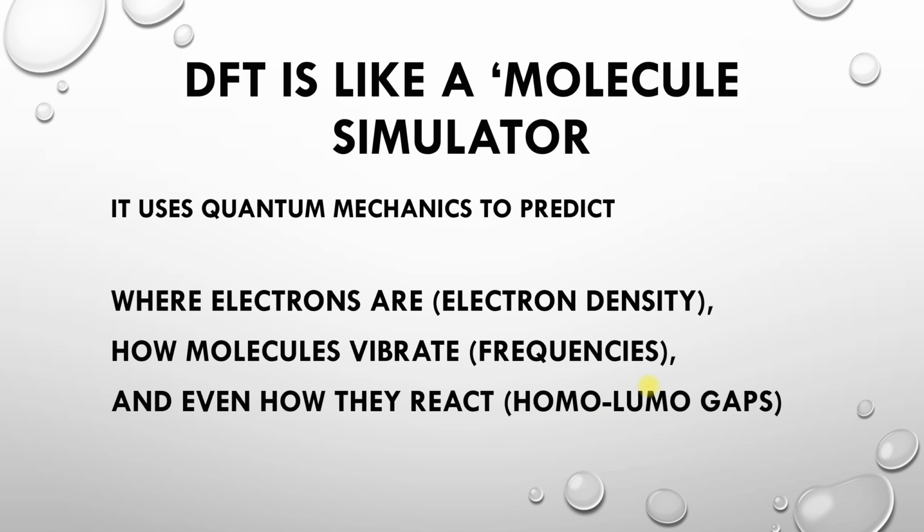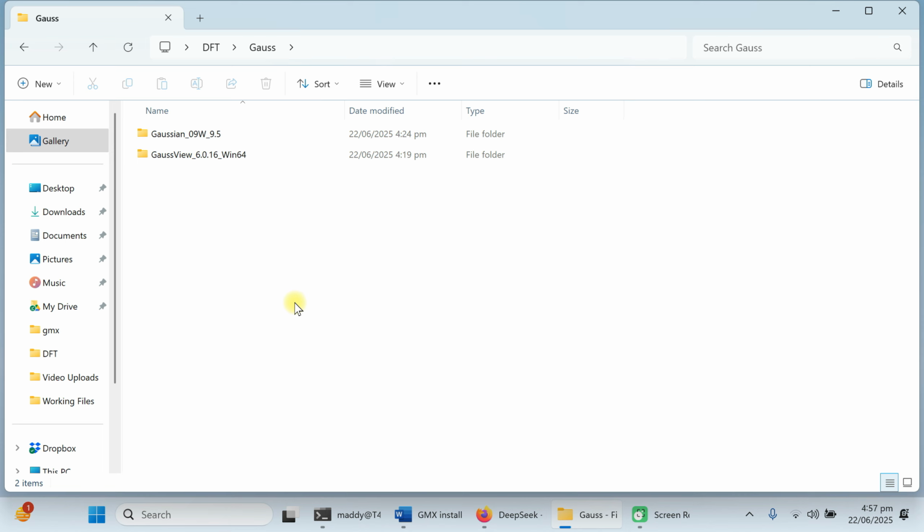So let's start. To run this tutorial, we need two software. One software is Gaussian. Today we are using version 09, and the second software is GaussView. First we will install Gaussian. In the Gaussian folder, we have a setup file and a serial file. The serial number file came with your software.